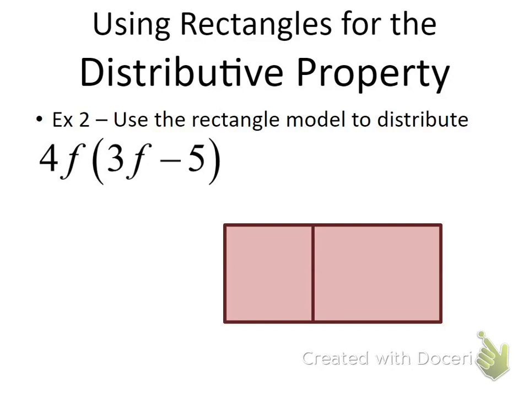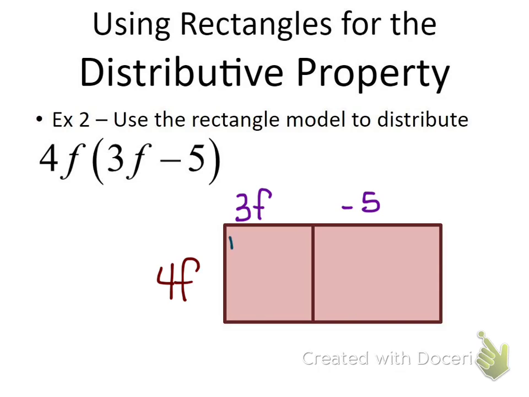Okay, so what's the height of this rectangle? How do I label this area model? So when I say area model, this is what I'm referring to. So how do I label the area model? 4f is my height, the first box. And then 3f on the first length, okay? And then my second length, negative 5. Oops. Yeah, take that negative with it.